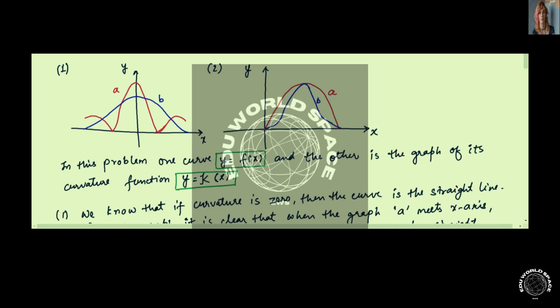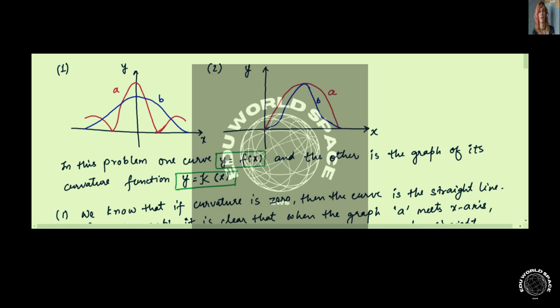So in this problem, one curve is y equals f(x) and the other is y equals k(x), which we have already known. So this is the first curve and this is the second curve. We have named curve A as the red line and curve B as the blue line. So let us see.